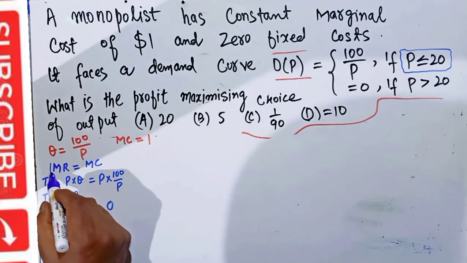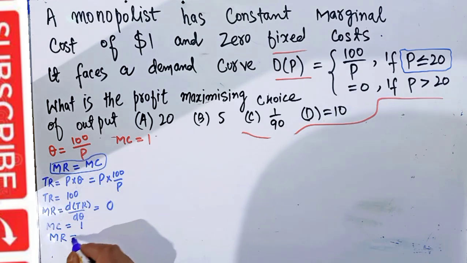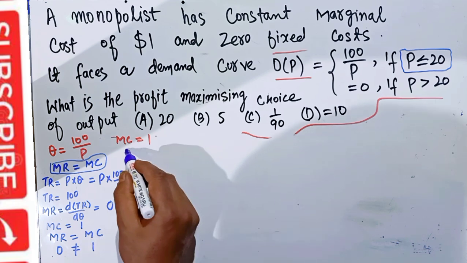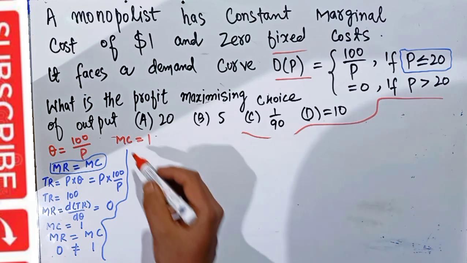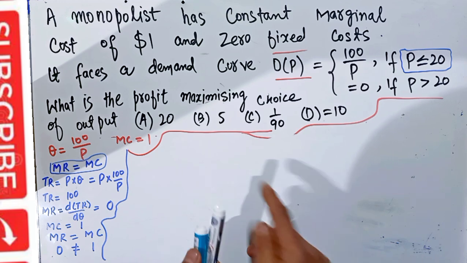If we use this condition of profit maximization, marginal revenue is equal to marginal cost, then marginal revenue is 0 and marginal cost is 1, which is not possible. So we cannot use this logic here to solve this question. Then what will we do? Let us solve it another way.